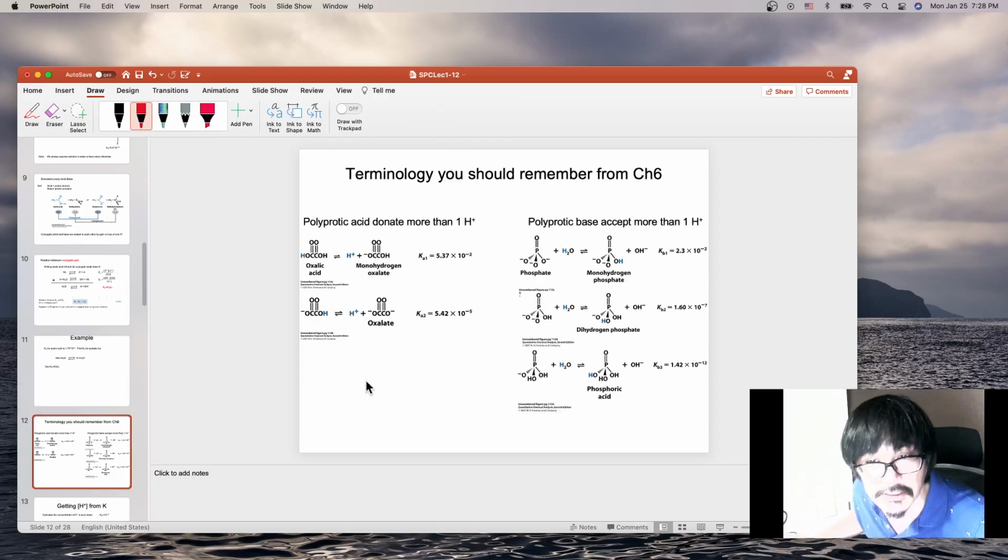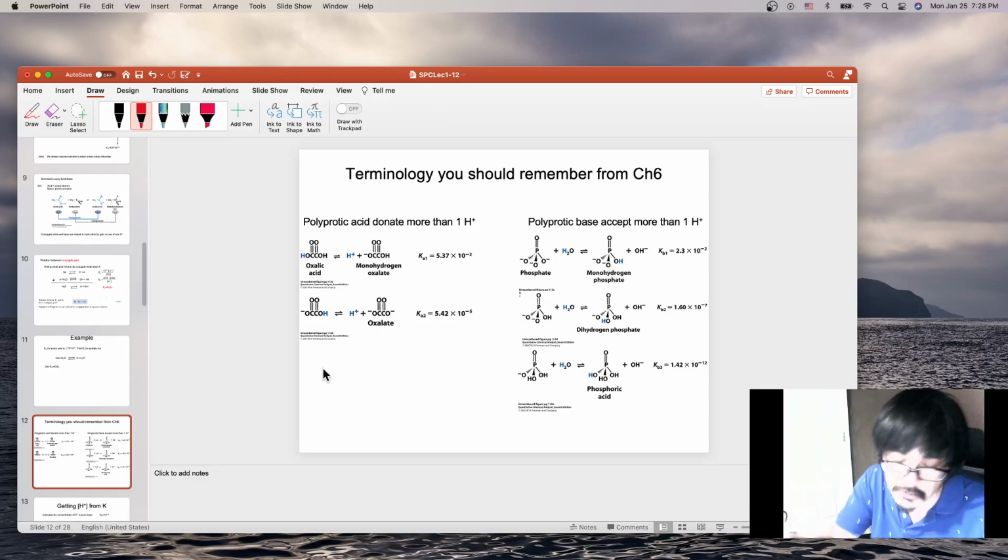Alright, so once you're done with that one, then we can also say that there is a polyprotic base, or polyprotic acid here. That one can donate more than one proton, or one can donate more than several OHs.